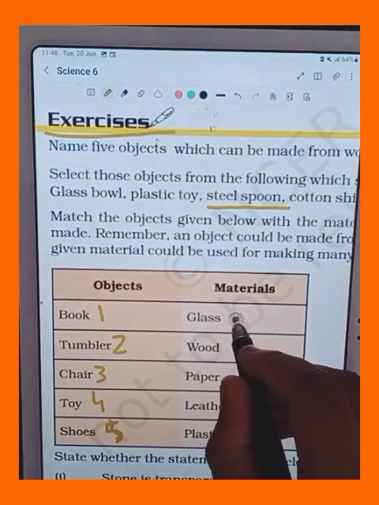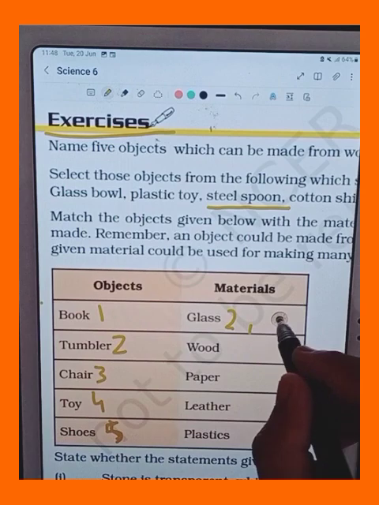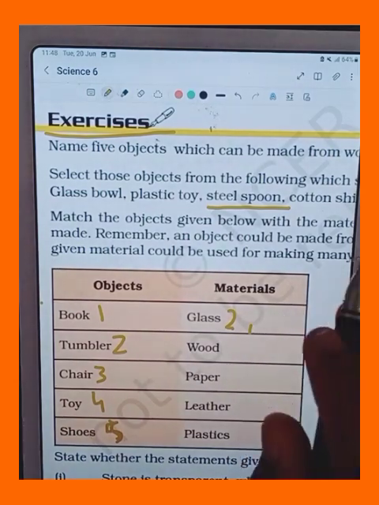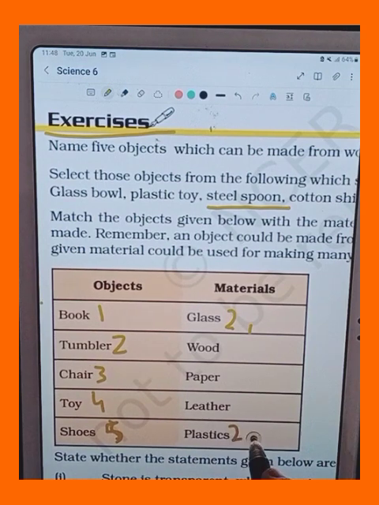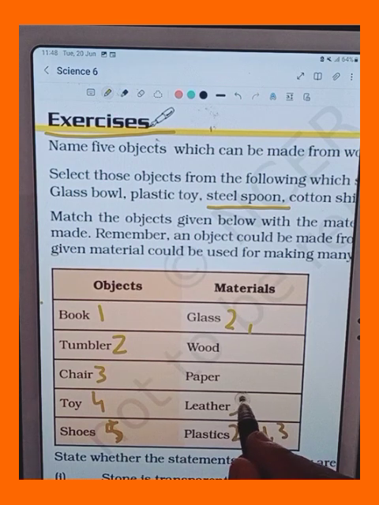From glass 2 can be made. From glass only 2 can be made because glass tumbler. Yes, plastic also 2 can be made. Toys can also be made from plastics. Chair can also be made. Yes, and shoes from leather can also be made. Leather shoes are made.